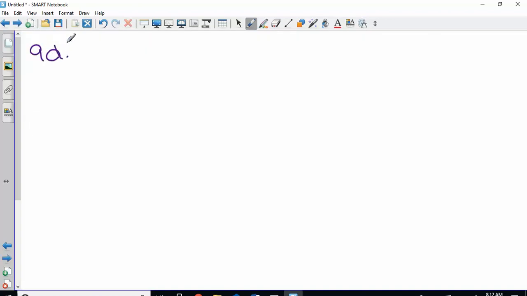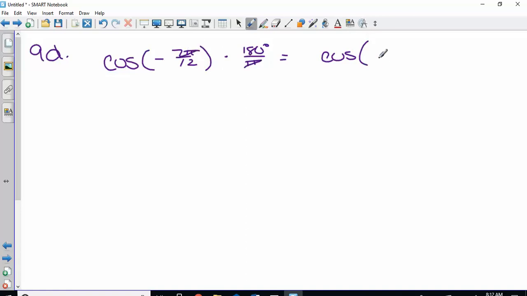Let's look at B. So we have the cosine of negative 7 pi over 12. First, let's change that to degrees. So if you multiply by 180 over pi, negative 7 times 180 divided by 12 is what?